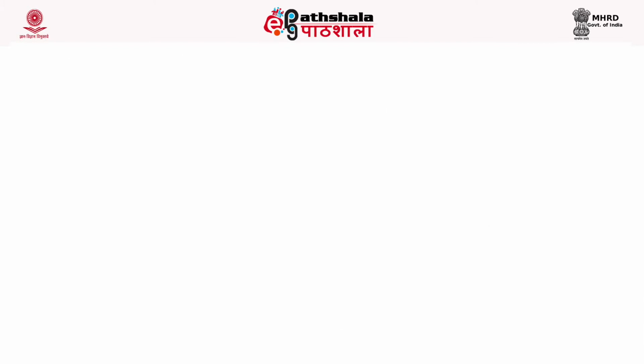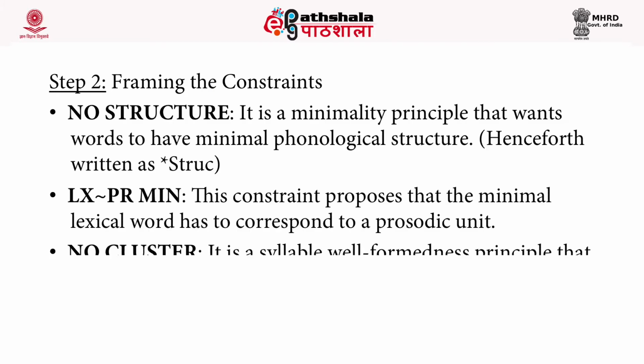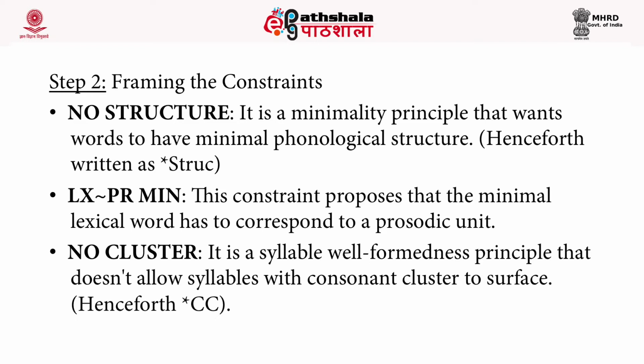Second, now we have to frame the constraints. Now what are the constraints? The first constraint that we are going to frame is NO STRUCTURE. Now this is a minimality principle that wants words to have a minimal phonological structure. If you have one syllable, then you would violate it one time. If you have two syllables, you violate it twice. So it's a minimality principle which wants words to have some kind of phonological structure. There cannot be a word without any phonological structure.